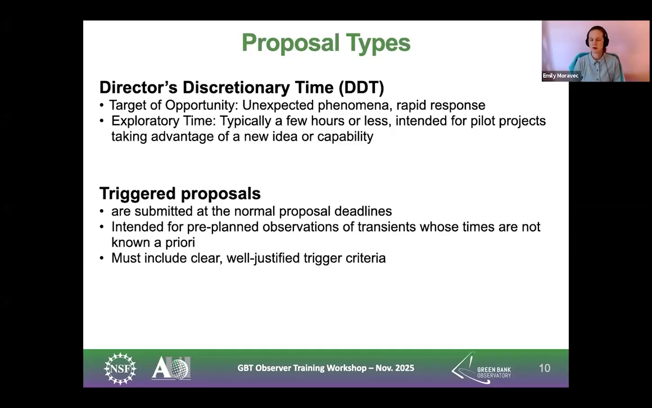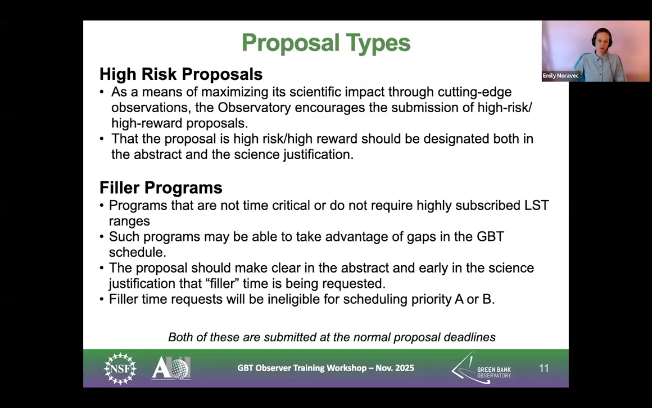Triggered proposals are, as the title suggests, if something happens, then it triggers your observations. So that's a specific category of proposal. We also do accept high-risk proposals. The Telescope Allocation Committee, the TAC, and the science review panels do like to see people trying something for a high risk, high reward sort of situation. So don't be afraid to ask for time to do something that may be high risk. The science review panel will take a look at that.